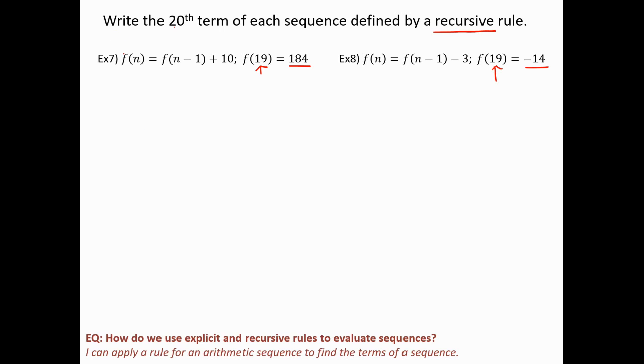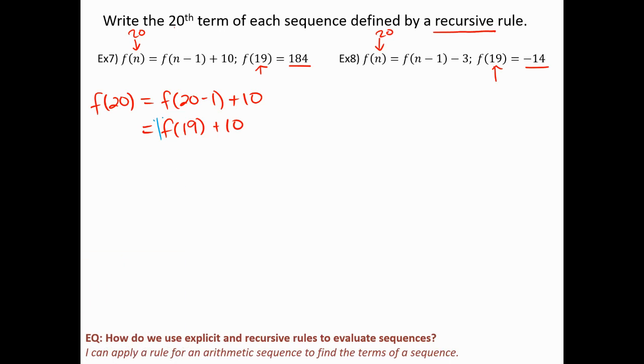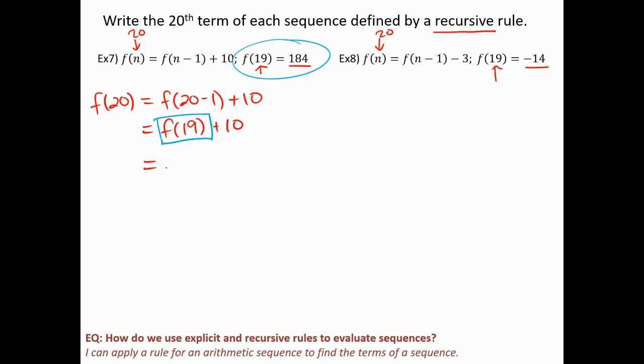So if I want to find the 20th, I plug in 20. So I'm going to do f of 20 equals f of 20 minus 1 plus 10. And when I simplify, 20 minus 1 is 19. And here's where we get to see that previous f of 19, which is what they gave us up here at the top. So I'm going to plug in, instead of f of 19, what it equals, which is 184. And then I'm going to add 10. And I find that the 20th term is 194.